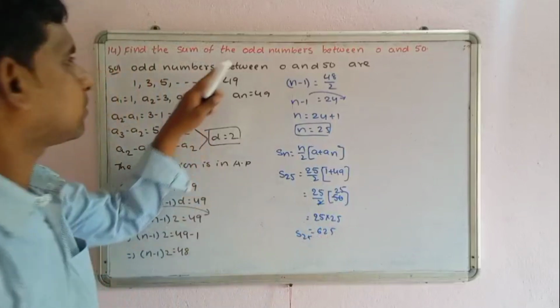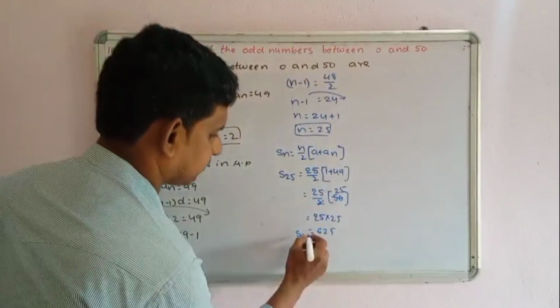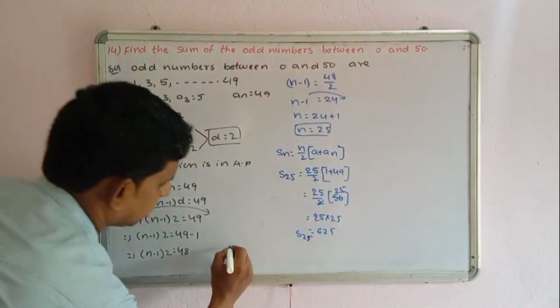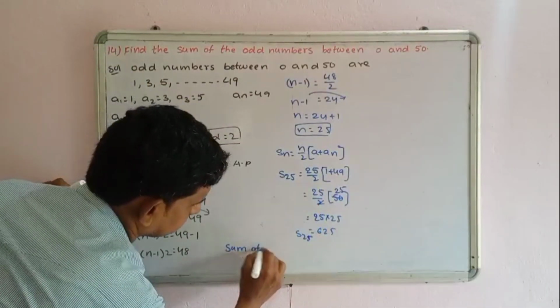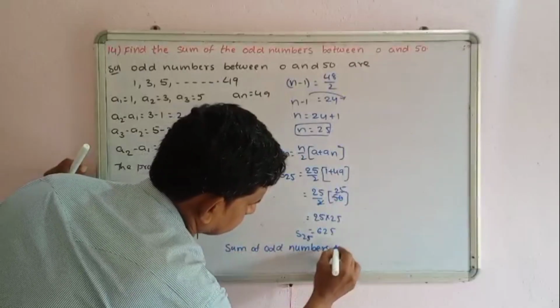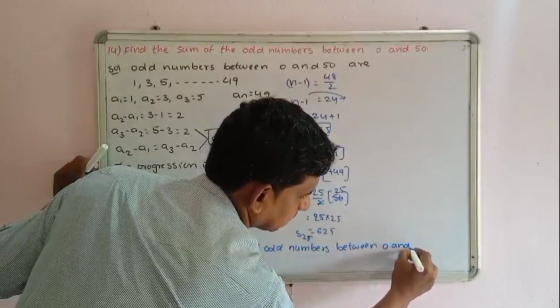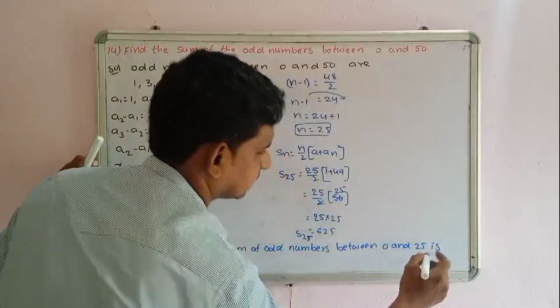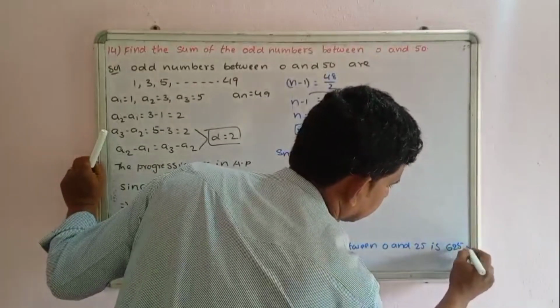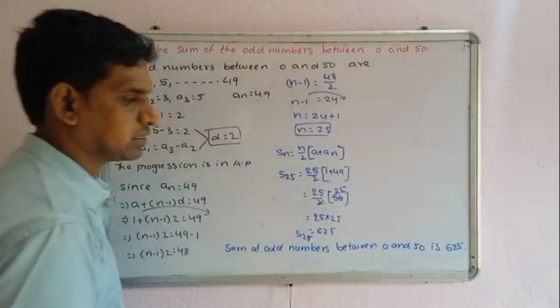That means the sum of odd numbers between 0 and 50 is 625. Therefore, the sum of odd numbers between 0 and 50 is 625.